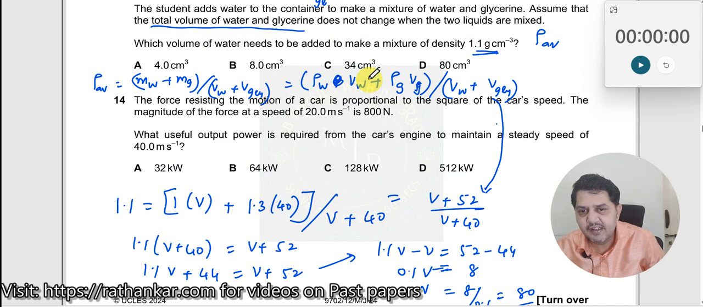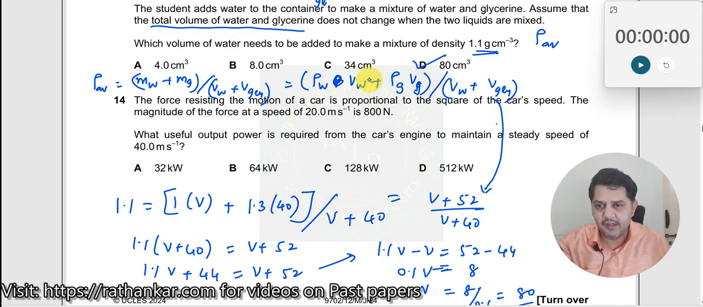So where is the answer? Answer is D over here. It has taken a long time, but still I hope you have understood this. Thank you.